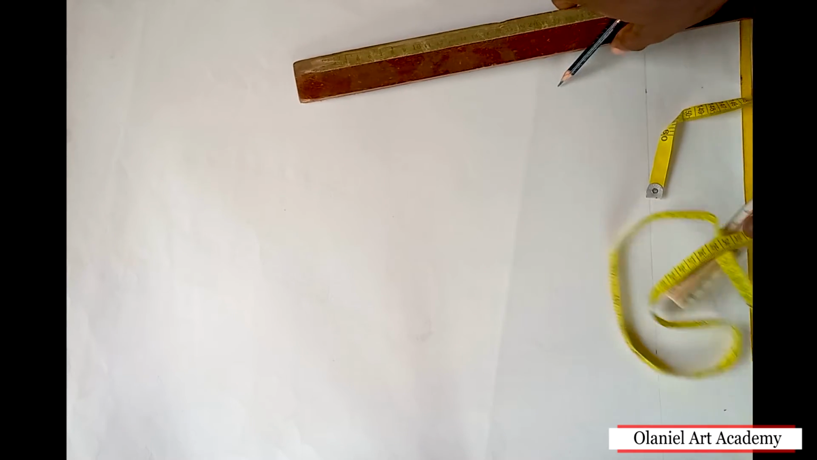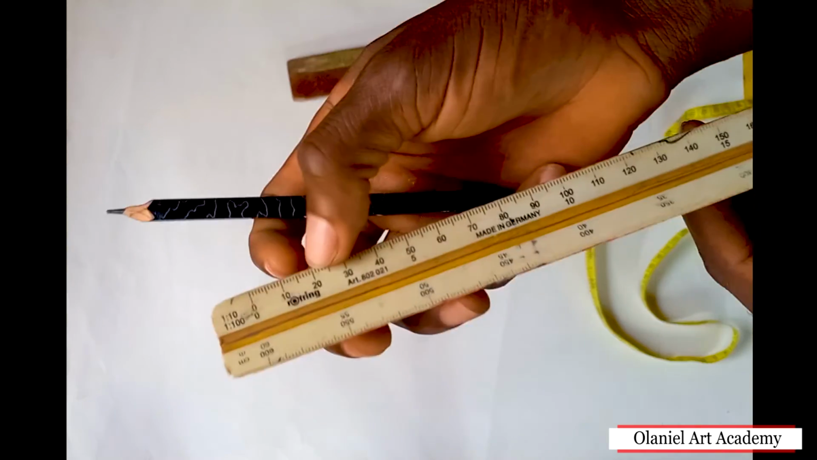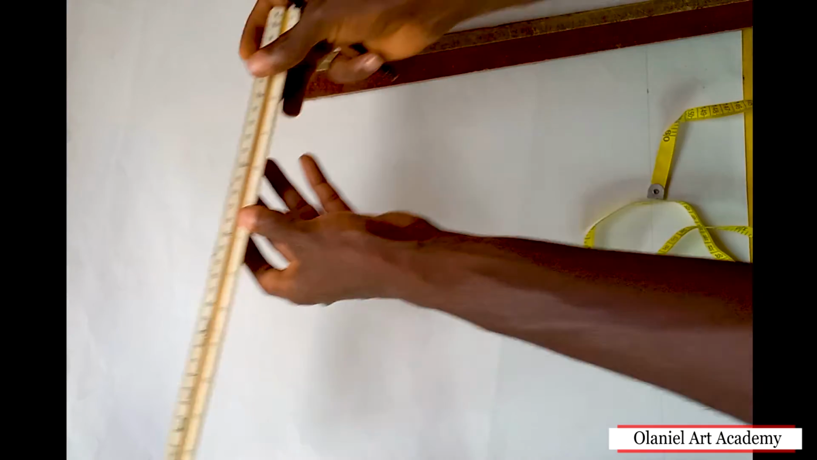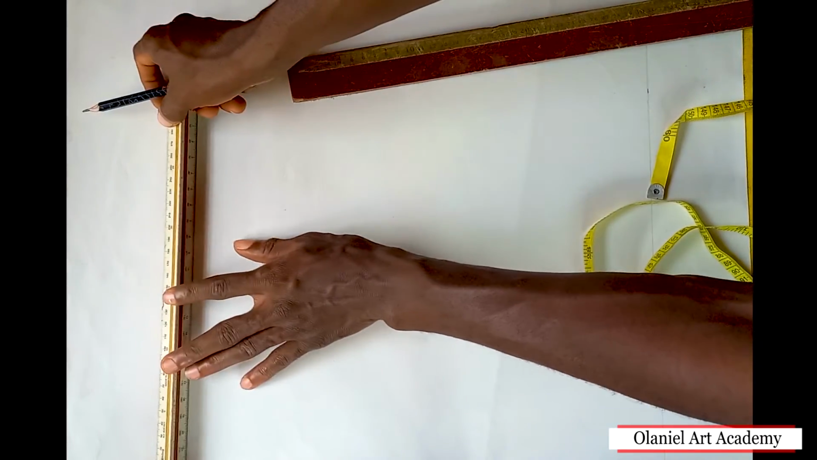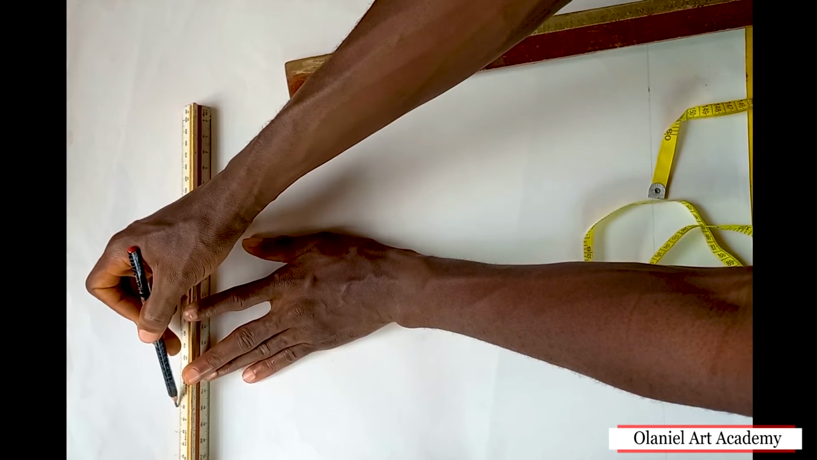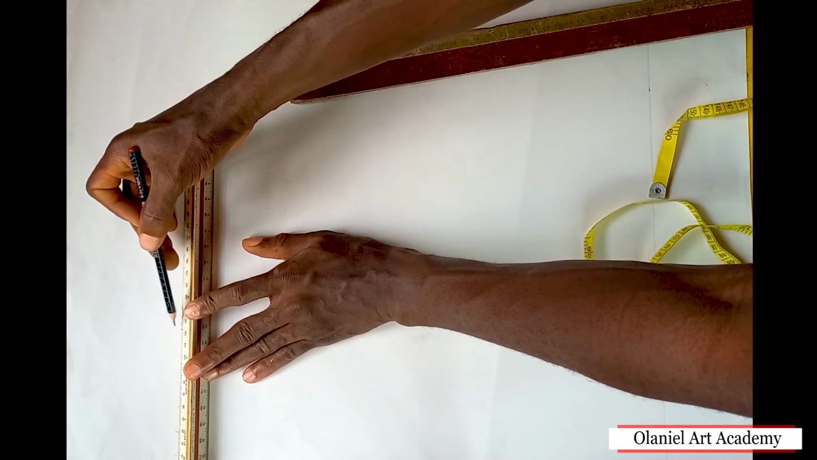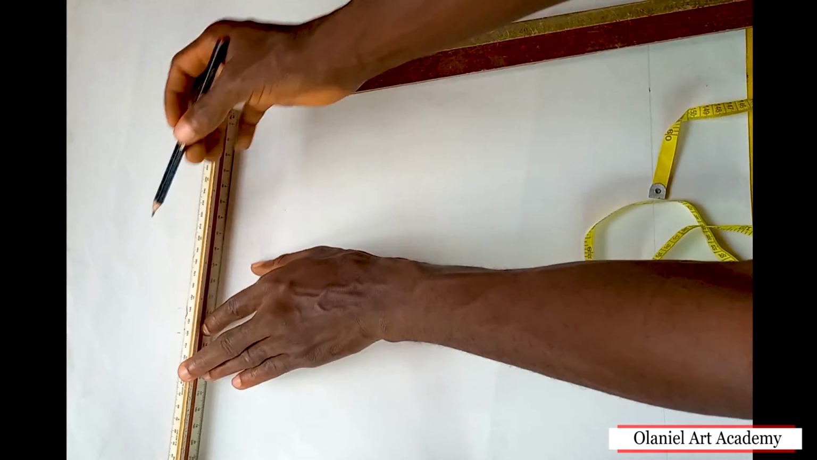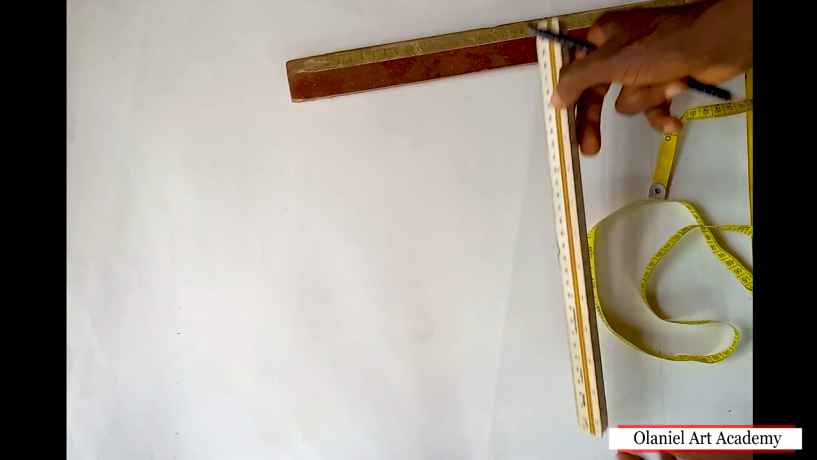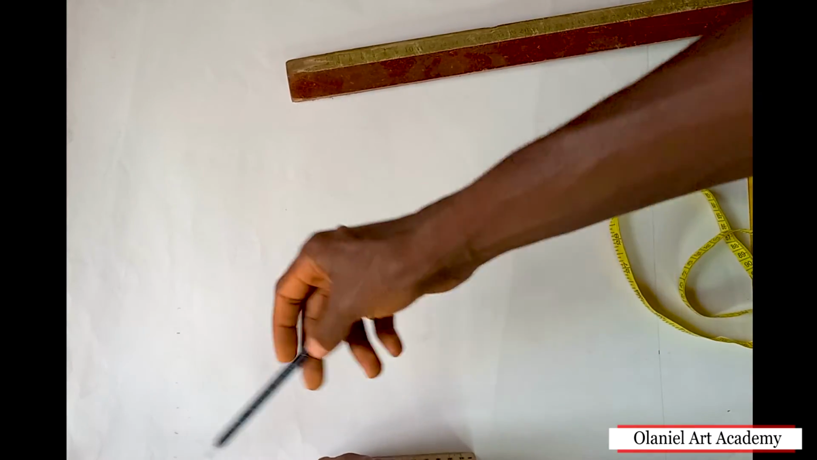So the next thing we're going to do is to pick 2 centimeter from here and then do it all through from where you've marked. So 2 centimeter, 2 centimeter, 2 centimeter, and so on. You do it all through till you get to the edge. And you also do the same for the vertical too. You do 2 centimeter for the vertical.